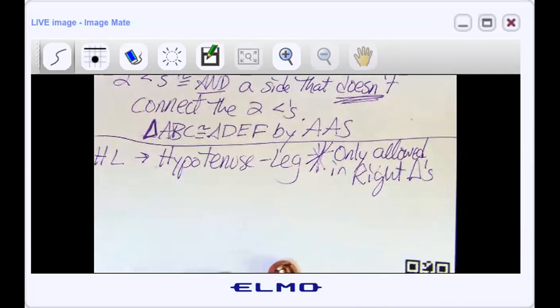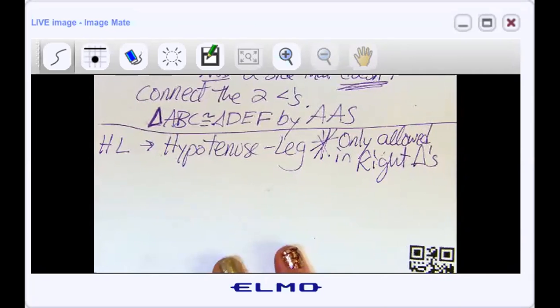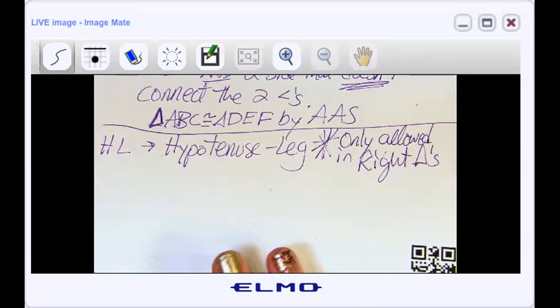Okay, so if you're doing process of elimination, you should be able to get rid of hypotenuse leg real fast if it's not a right triangle. But don't fall into this trap. I see this all the time. Kids, once they get to one that is a right triangle, automatically think it's hypotenuse leg, and that's not the case. It could still be side, angle, side, angle, angle, side. It could still be other things, but hypotenuse leg is only in the running if you have right triangles.